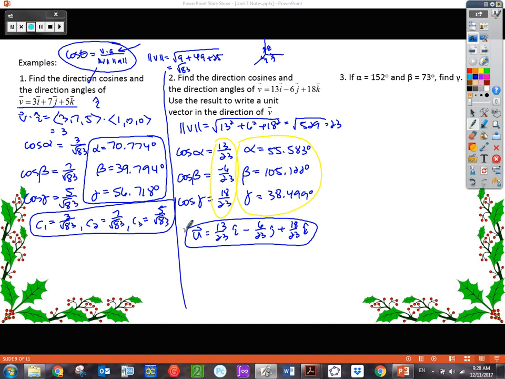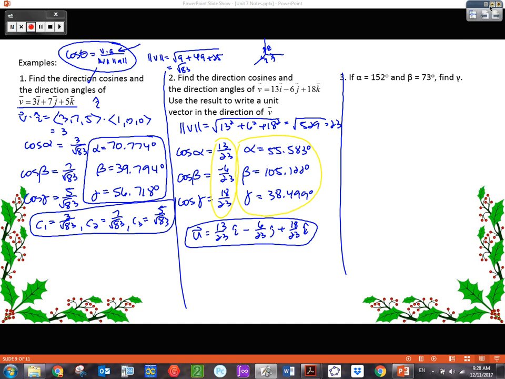So that is the unit vector. And what it means by in the direction of v is, notice these are the direction cosines of v. Right? These are going to point us in the direction that v is pointing in. We simply have normalized it or made it the unit vector instead. Are we okay with that? Okay. And the last one, we basically are given alpha and beta, and we're asked to find gamma. And for that, we need to use the property that I showed you on the other page, right? The cosine squared, that property.